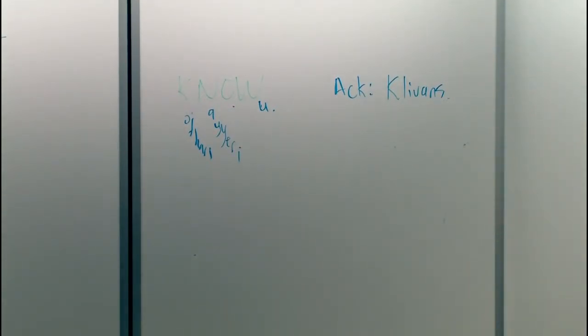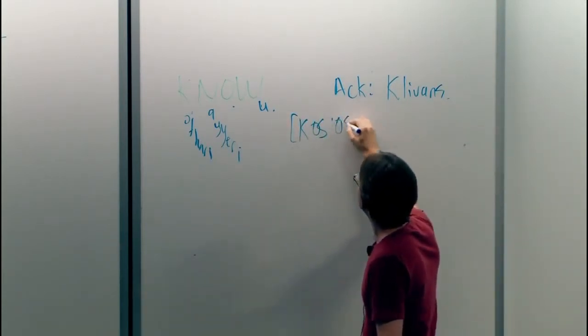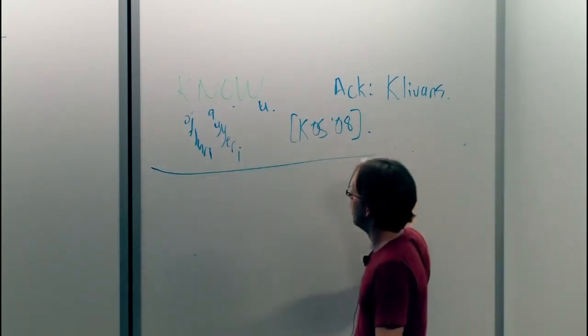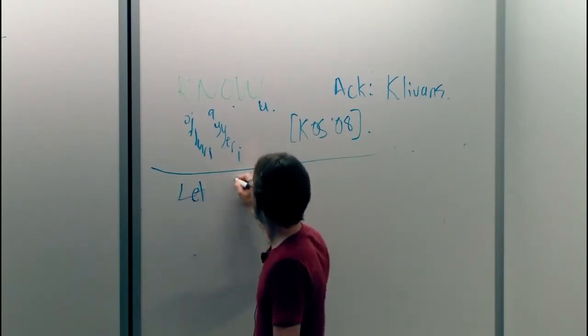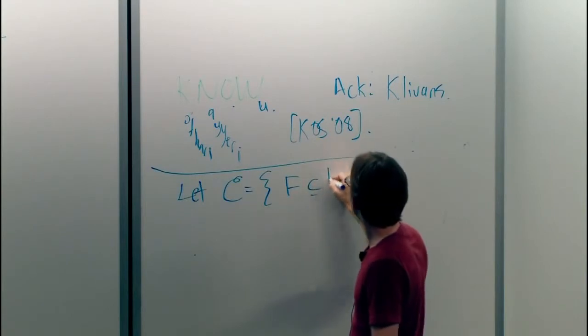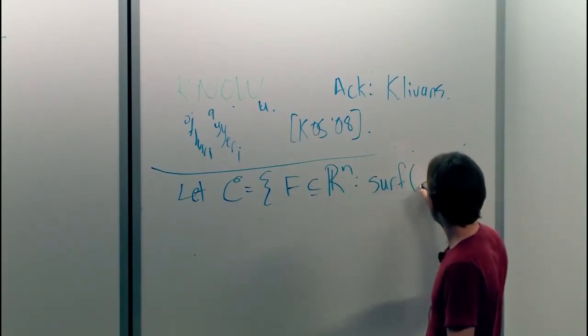Okay, so the title, you can kind of guess what the subject will be, but I can tell you the motivation. It actually came from a paper that I wrote with Klivans and Rocco Servedio in 2008, and it was a learning paper. And the learning result in that paper was the following. Let C be the class of all sets F in R^n with surface area at most S.